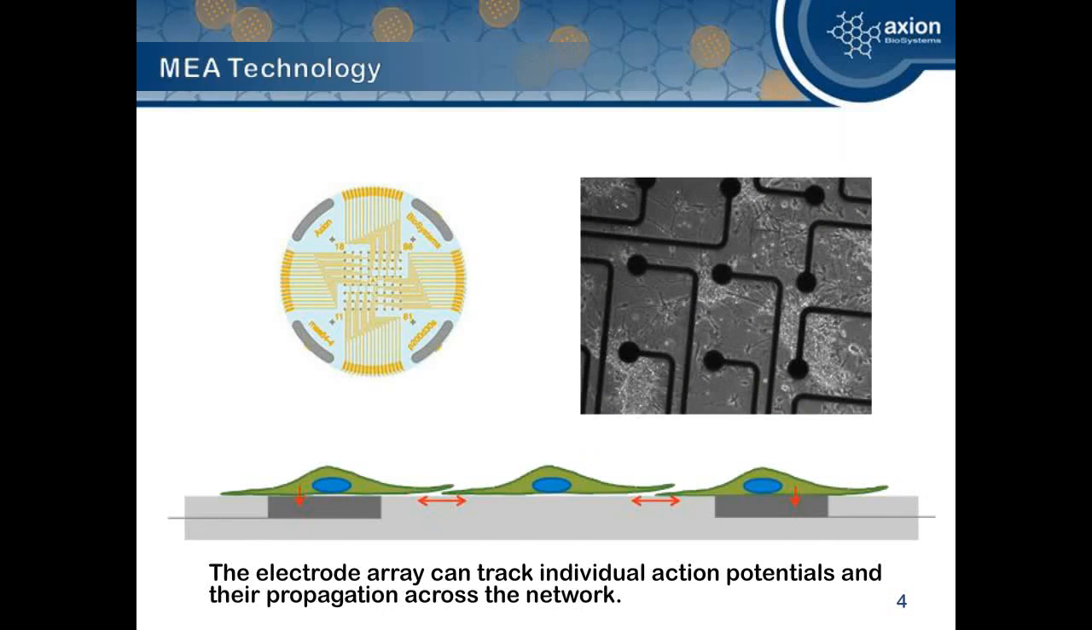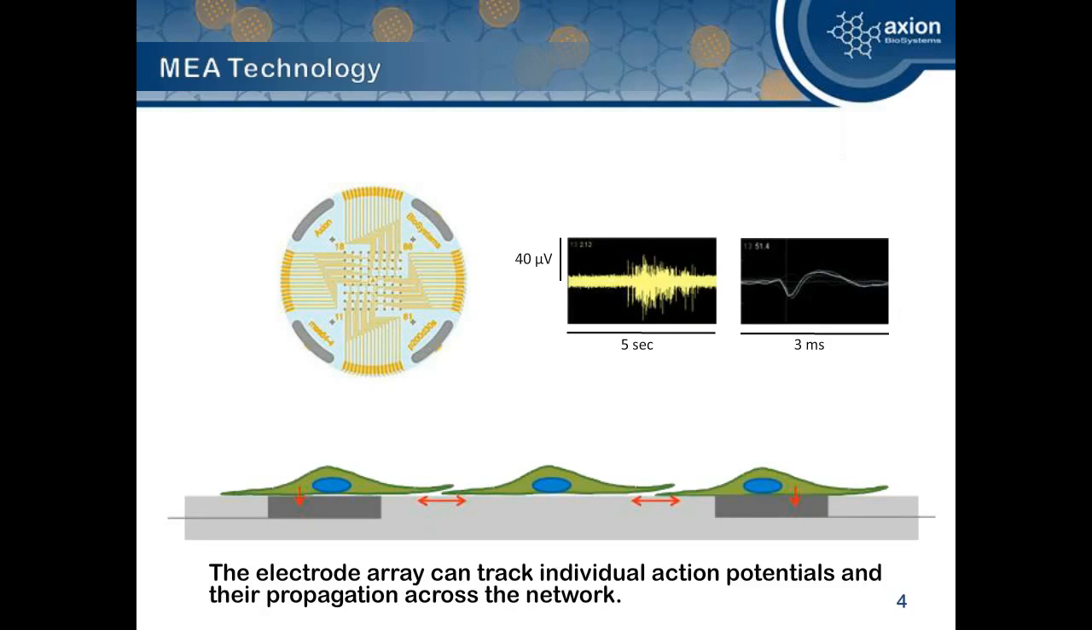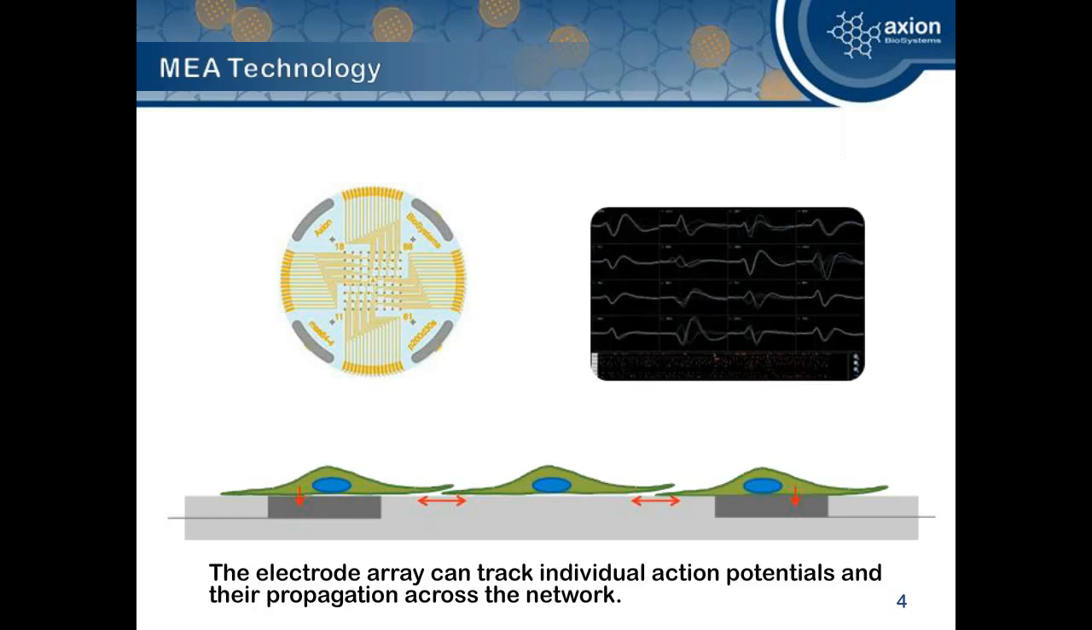A microelectrode array is based off of a technology of embedding microelectrodes into a substrate of a dish, such that cells can be plated into that dish. Those cells then integrate directly with the electrodes and also with each other so that the electrode array can track individual action potentials and their propagation across the network. An example of the raw voltage trace that is detected by the electrode was shown there in yellow, and by doing some simple processing, we can detect the action potentials, extract them as the extracellular action potential waveform, such that each electrode is detecting activity from one or a few cells.